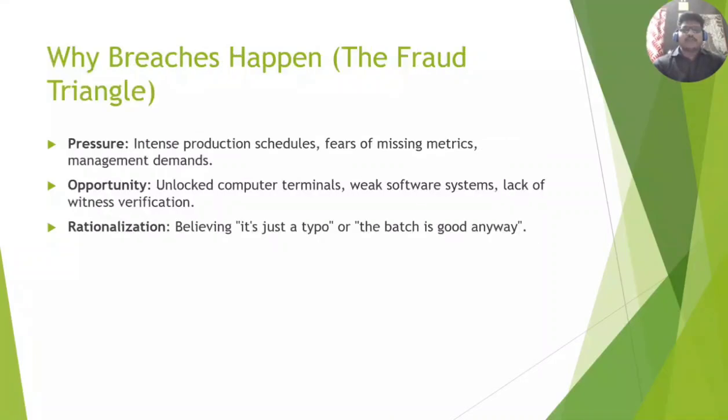Why do breaches happen? The fraud triangle. Pressure: intense production schedules, fears of missing metrics, management demands. Opportunity: unlocked computer terminals, weak software systems, lack of witness verification. Rationalization: believing it's just a typo or the batch is good anyway.